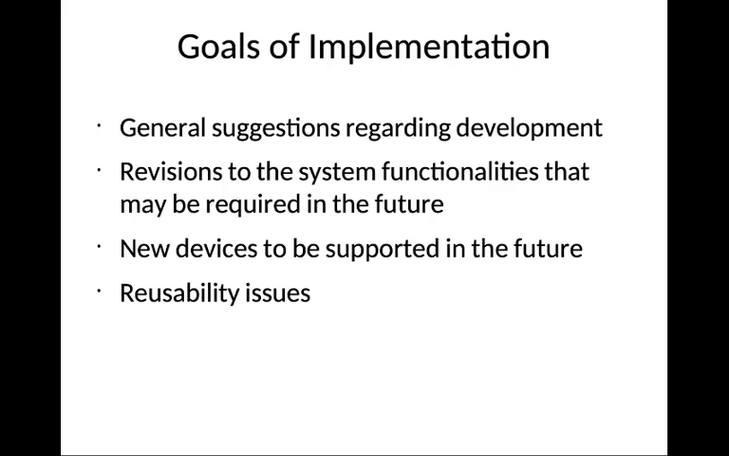And also reusability issues. If we want to reuse some parts of the software, it can also be mentioned in the goals of implementation part. So these are the three main categories of requirements. Then how to identify the functional requirements.